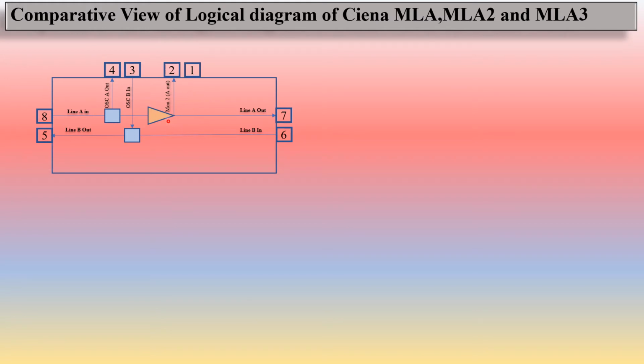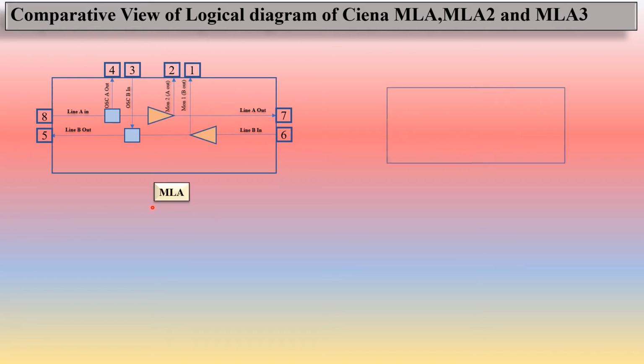You can see here the monitoring ports, which belong to port 2. This is the monitoring for A out, and this is the monitoring for B out. This is port 1. When we check port 1, we can get the line B out parameters, and if we check port 2, we can get the parameters of line A out.